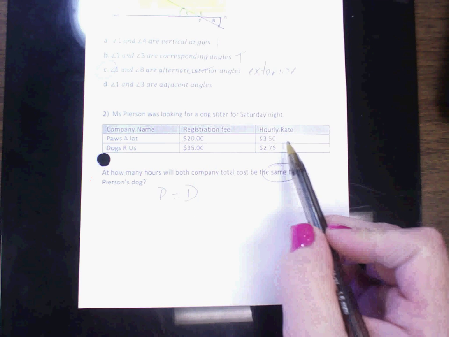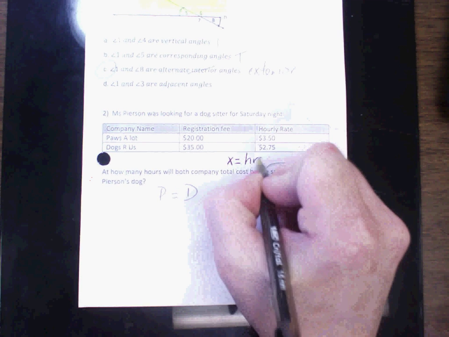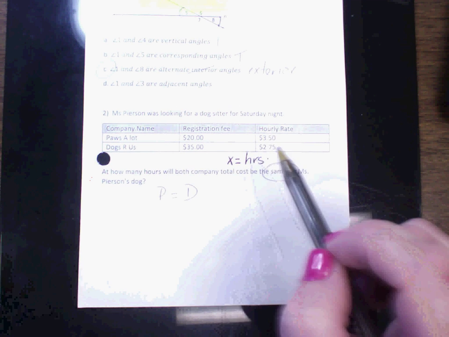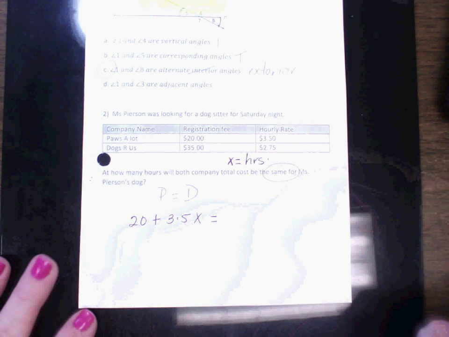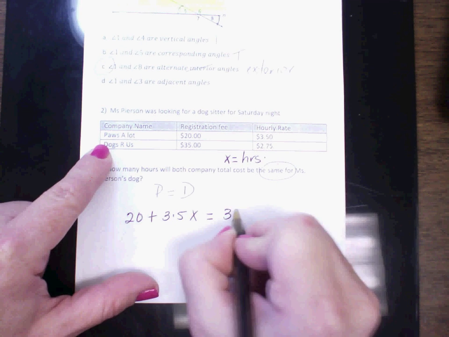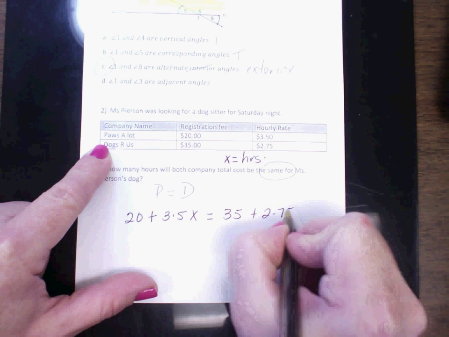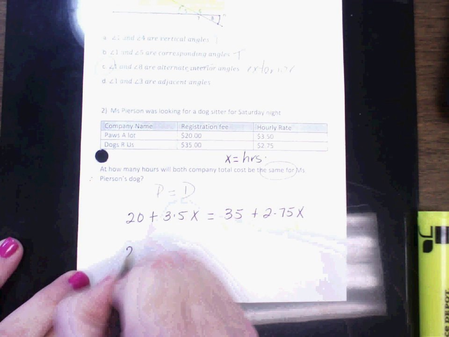All right, so for Paws a Lot, there's a registration fee of $20 and there's an hourly rate of $3.50. The first thing that you need to do is let's define our X. What's my X? Hours. Very good. All right, so what's my equation for Paws a Lot? 20 + 3.50x. Very good. So that's Paws a Lot, and now we need to do Dogs R Us. 35 plus 2.75x. And then after that, calculator takes over, right?